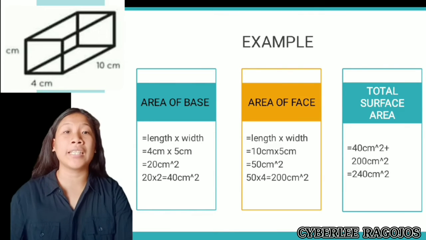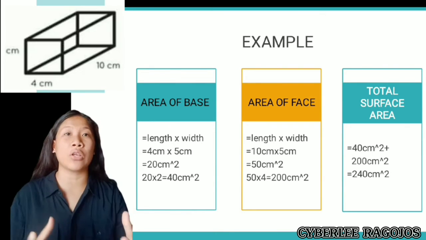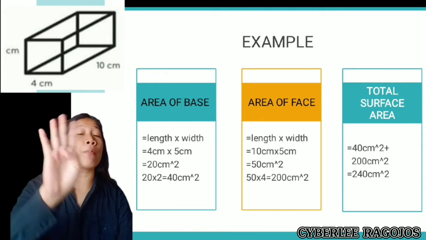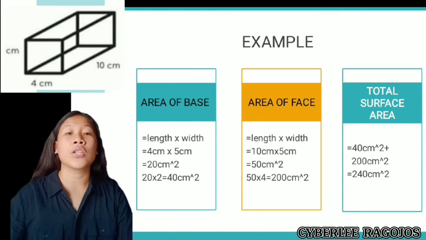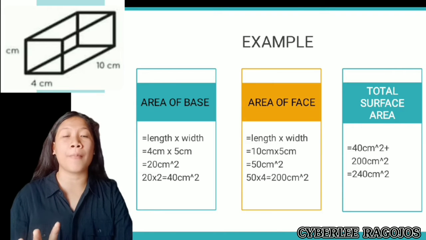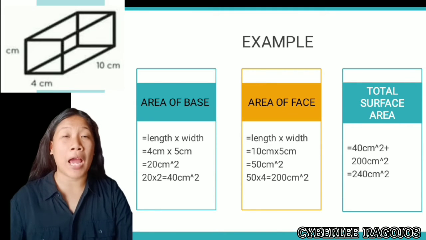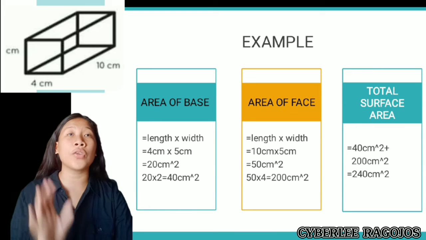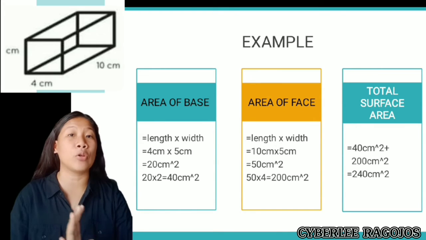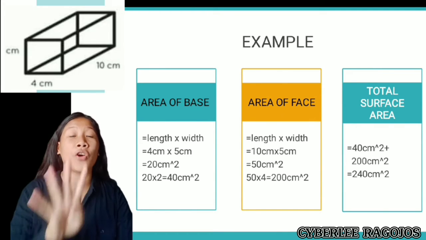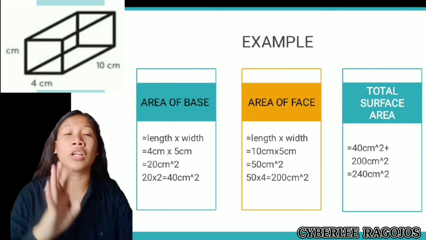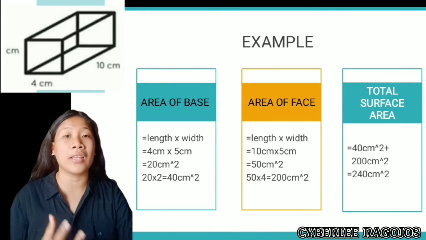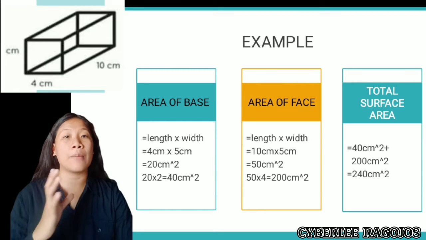Sabi natin kanina may mga faces yung prism, which is the top, side, back, bottom. So meron siyang 4 na faces. So yung nakuha natin kanina sa 10 times 5, which minultiply natin, is equal to 50. So, yung 50 na yon is kailangan nating i-multiply sa 4 kasi nga may 4 na faces in a prism, yung rectangular prism. So, nung minultiply natin is nakuha natin ang 200 cm squared.